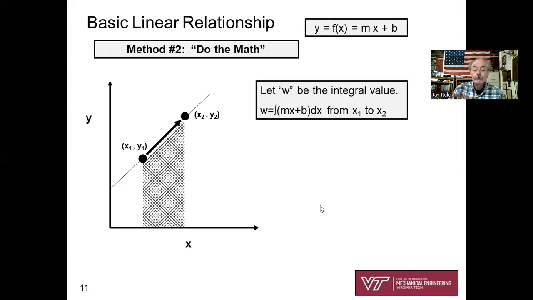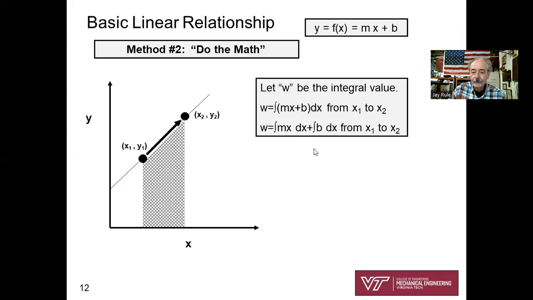Now, let's go with method 2. Okay. Let's do the math. So we could pretend like we're not familiar with this area under the curve concept. So let's just do the mathematics. W, the integral, is equal to the integral of the quantity mx plus b dx, evaluated from x1 to x2. All right, now to continue with my math, I see that I've got two terms. I've got to do two integrals. I've got to integrate mx dx plus the integral of b dx, both from x1 to x2.